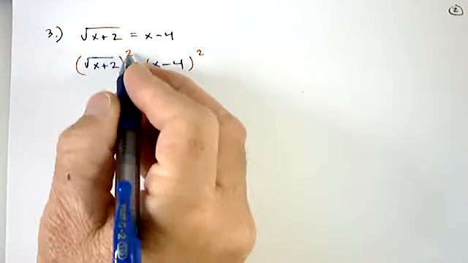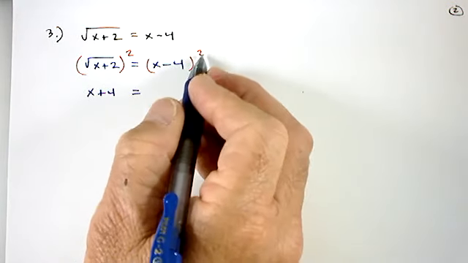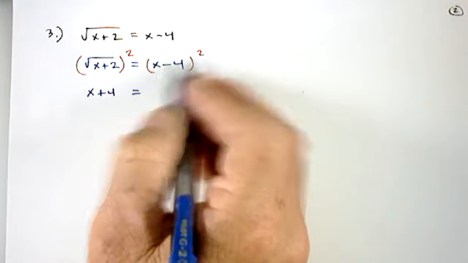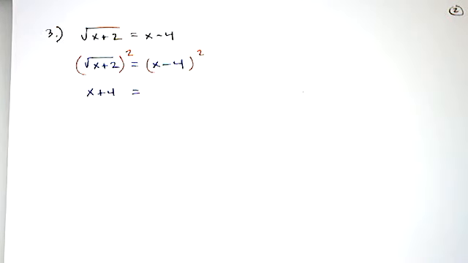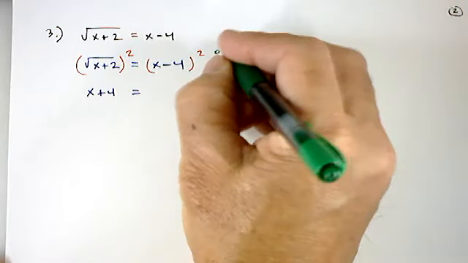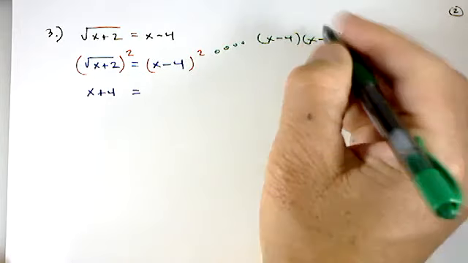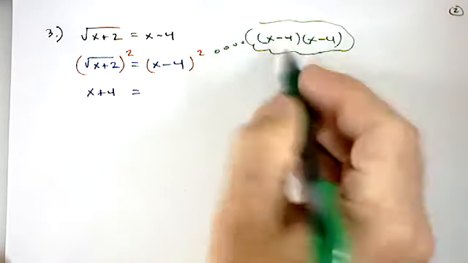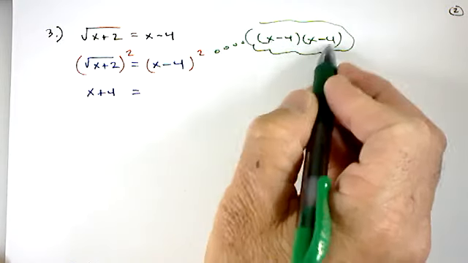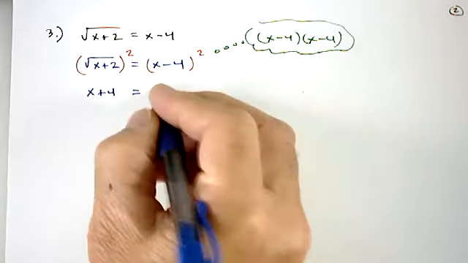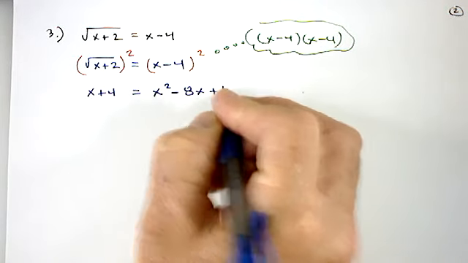The square root of something squared is just what's on the inside. Be careful, this is one of the places you can make a mistake. X minus 4 squared is not x squared minus 16. You actually have to multiply that out. Remember that this is the same thing as x minus 4 times x minus 4, which means you're going to get x squared minus 4x minus 4x and then plus 16. So that's going to be x squared minus 8x plus 16.